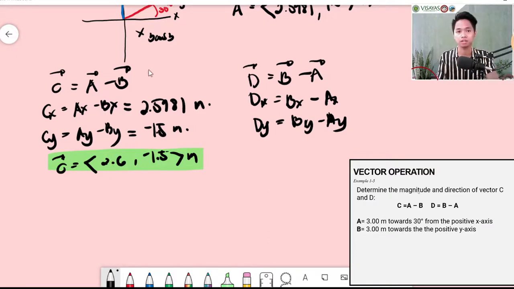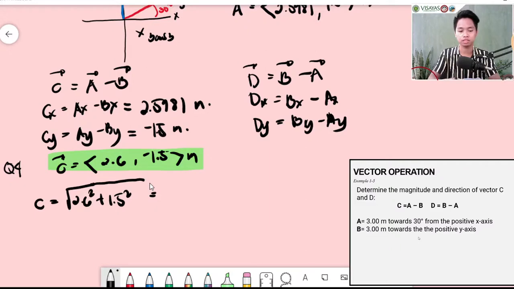So if that is on a Cartesian vector, a positive x and a negative y is on quadrant 4, right? That is on quadrant 4. So therefore, the magnitude of C is just simply the square root of 2.6 squared plus 1.5 squared. Positive ramang gihapon na siya. This would be 3 meters. Iyahang magnitude. Now, how about the direction?